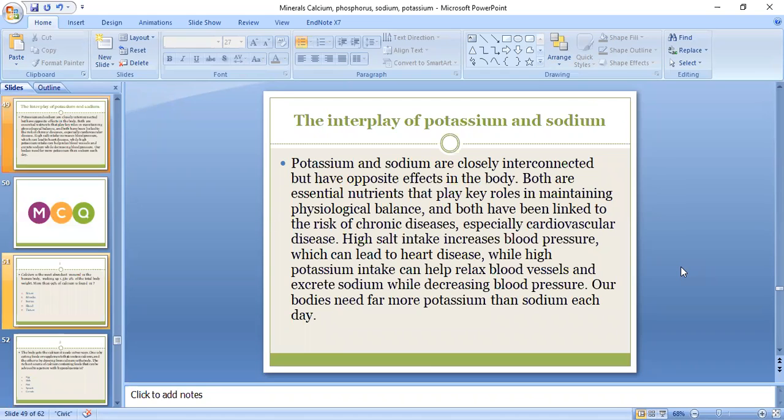Now the interplay of potassium and sodium. Potassium and sodium are closely interconnected but have opposite effects in the body. Both are essential nutrients that play key roles in maintaining physiological balance, and both have been linked to the risk of chronic diseases, especially cardiovascular disease. High salt intake increases blood pressure, which can lead to heart disease, while high potassium intake can help relax blood vessels and excrete excess sodium while decreasing blood pressure. Our bodies need far more potassium than sodium each day.